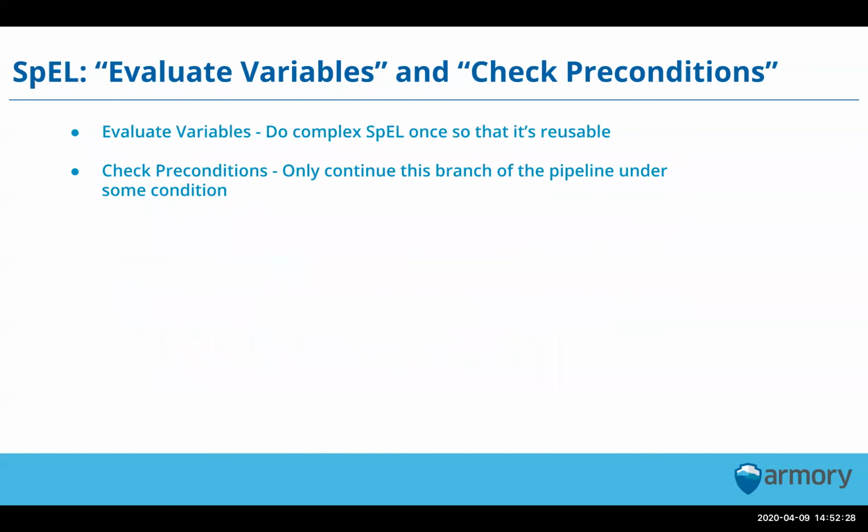Two of the really helpful stages that you'll see a lot with this are the evaluate variable stage and the check preconditions stage. The evaluate variable stage basically allows you to have a fairly complex SpEL expression and condense the value of that expression down to a single variable at runtime, and then use it across multiple places. And it also has a nice UI for doing SpEL evaluation during pipeline development. And then there's also the check preconditions stage, which allows you to say, in this specific situation, I want to not run this branch of a pipeline.